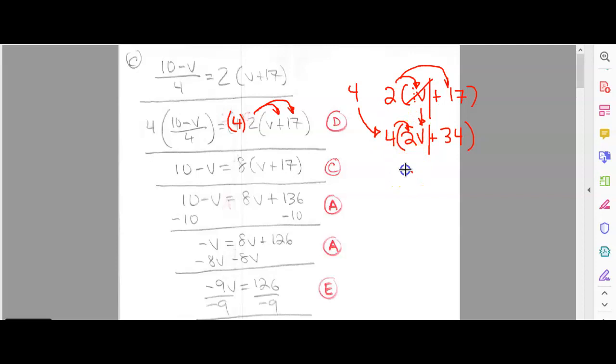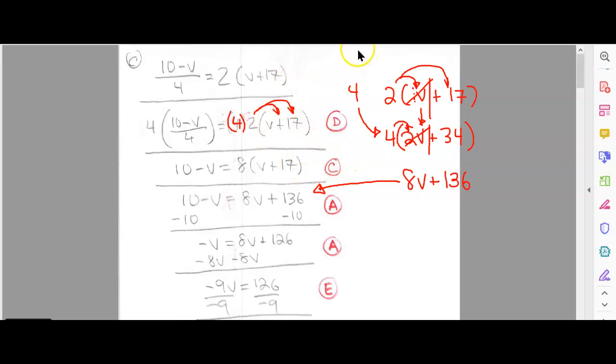2 sets of 4 is 8. Positive. 4 sets of 34 is 136. So we notice that either way, we're going to get that same answer, okay? So whatever works for you. I just tend to do it this way, then apply distributive property, but you could do it that way. It wouldn't matter as well.